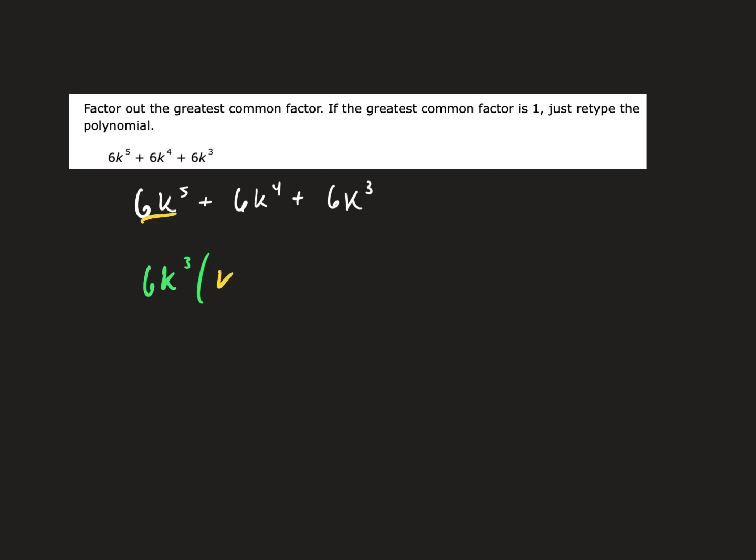Take that, I'm going to need 2 more k's, k squared. Into the next term, I have the 6 already, 6k cubed times what is positive 6k to the 4th? So I need to change the 6, and it's going to be positive, and I need 1 more k, so it's going to be plus k, so k squared plus k. And the last term, 6k cubed times what is 6k cubed? Well, 6k cubed times 1 would be 6k cubed.